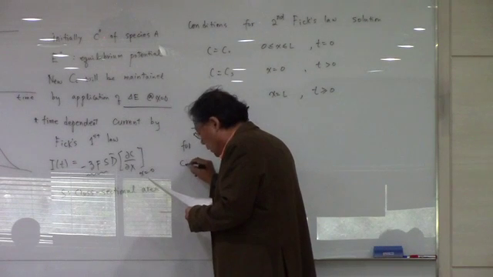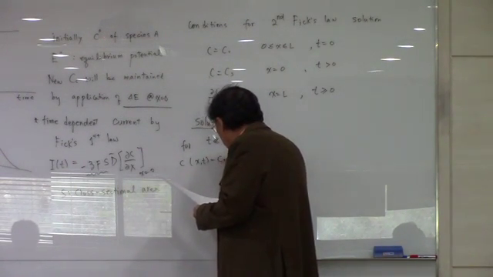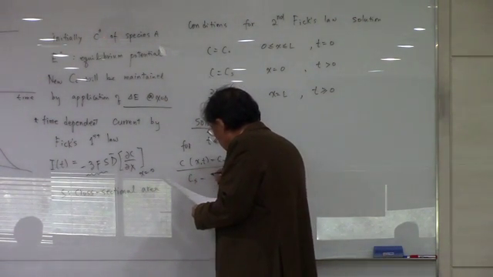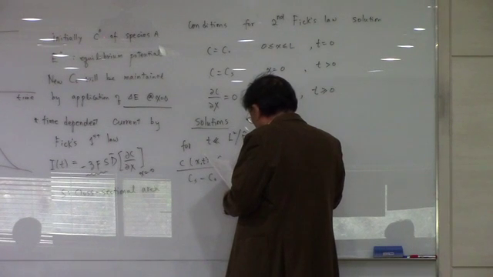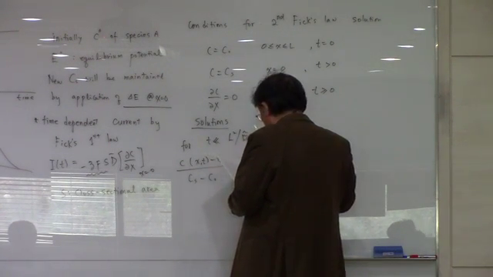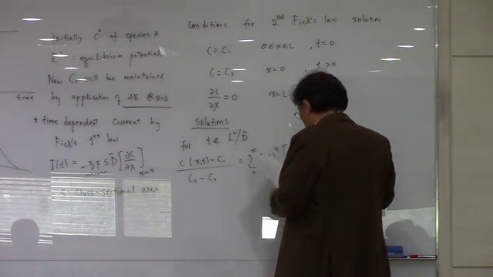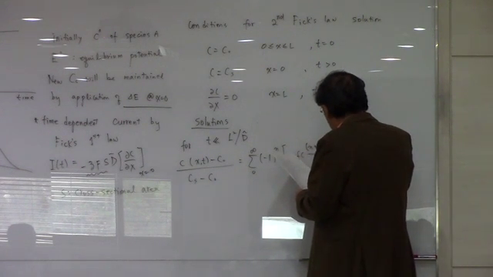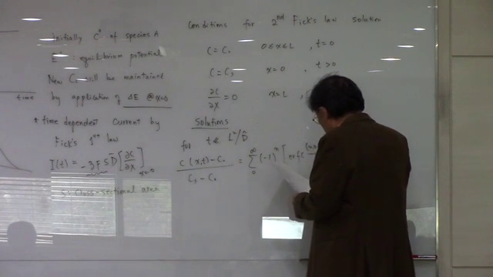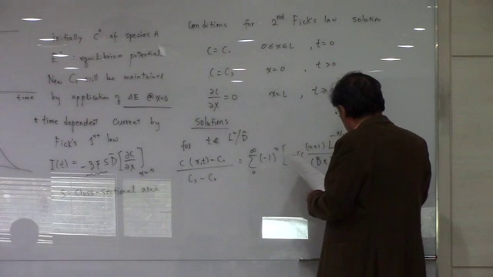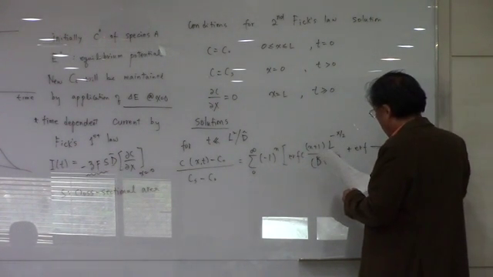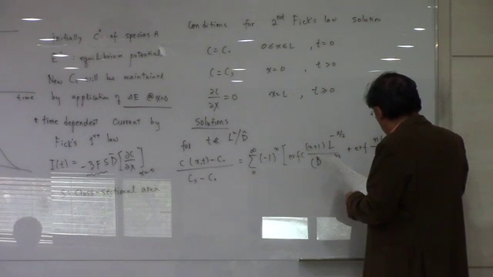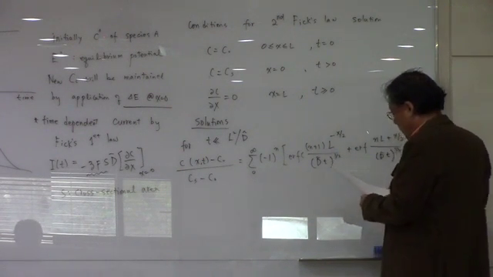For this, the solution is going to be C minus C naught over CS minus C naught, and then there is a series, 0 to infinity, L minus x over 2 square root of Dt. It's going to look like this.